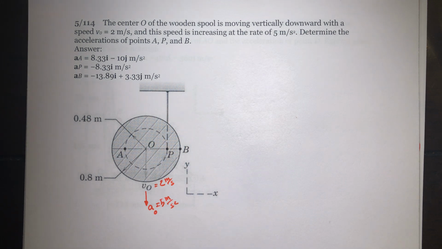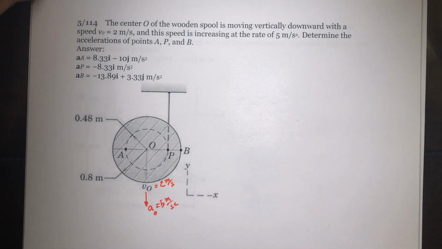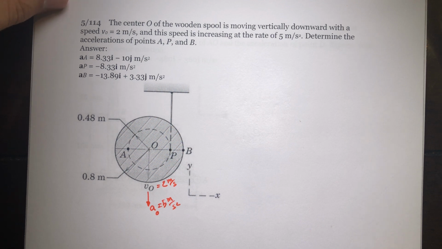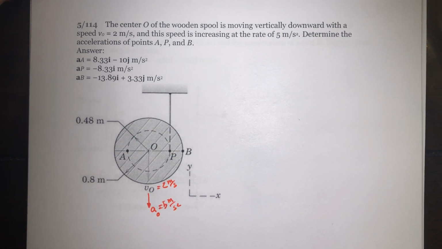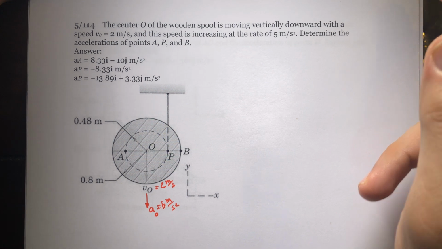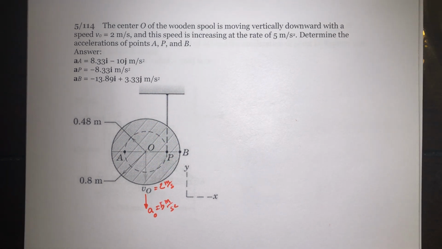Okay, I would say spend like 15 minutes on this. Do your best. I would say first try to find omega and then alpha of the spool. After finding omega and alpha of it, then you should be able to find acceleration of any points on the spool by using the relative acceleration equation between that point and the center of the pulley.